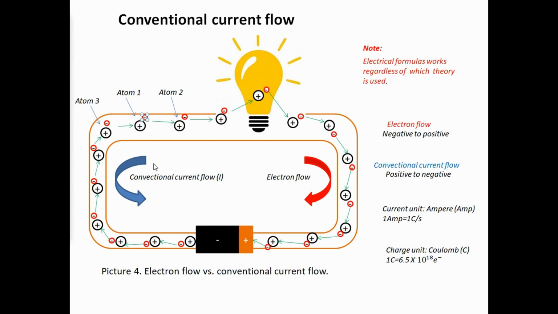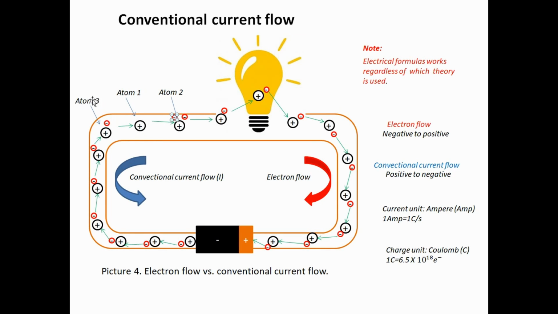To explain this, let's check what happened between atom 1 and atom 2. When this electron jumps from atom 1 to atom 2, atom 2 gets charged negatively and atom 1 gets charged positively. We can say that negative charges are moving to the right and positive charges are moving to the left.